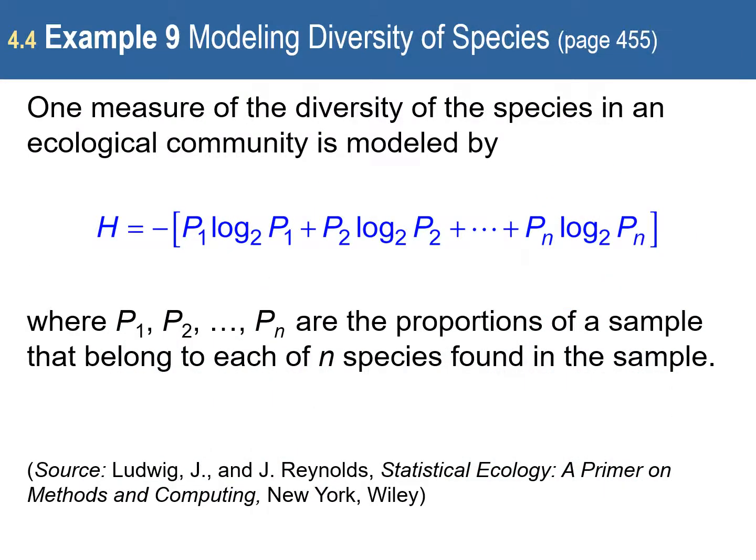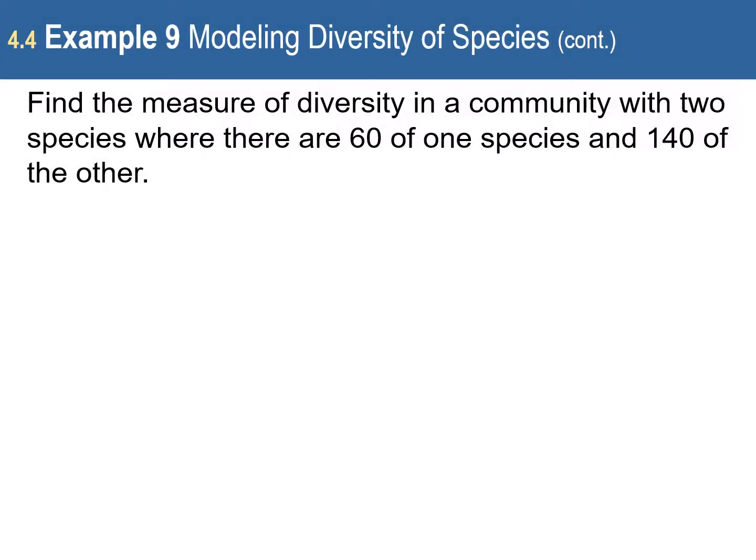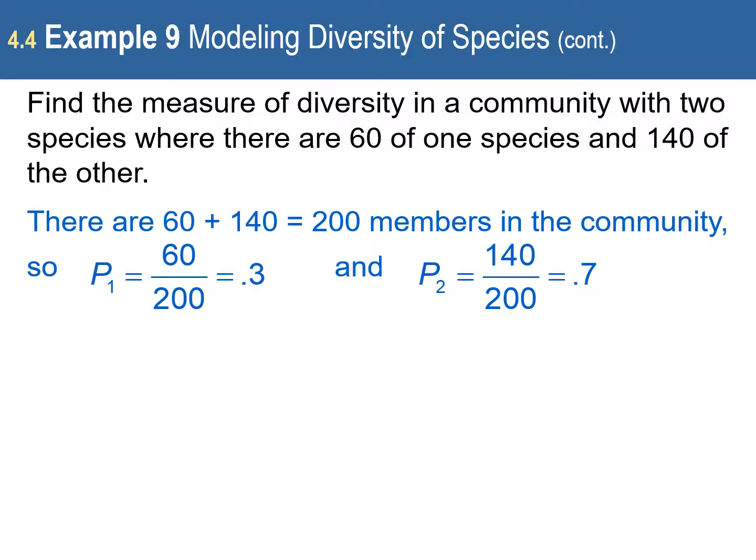Now, one measure of the diversity of a species in a community is modeled by H, where P are the proportions of a sample that belong to each of N species found in the sample. Find the measure of diversity in a community with 2 species where there are 60 of one species and 140 of the other. So 60 plus 140 is 200. So P1 is 60 divided by 200, or 0.3, and P2 is 140 divided by 200, or 0.7.